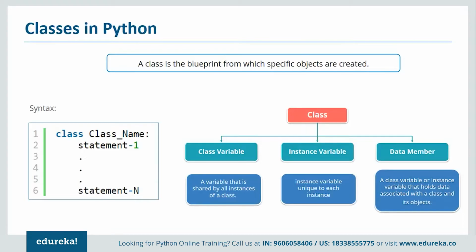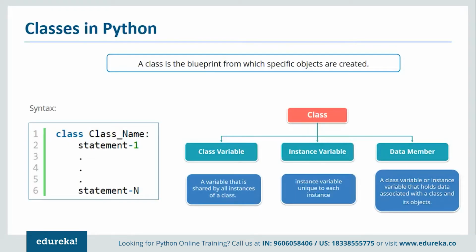Now if I need a variable which is going to be shared by all the instances of the class, and do not get confused when I say instance, it basically refers to an object itself, so here we refer to an object as an instance. If I want each of the instances to share a common variable, then I would make it a class variable. But if I want each of the instances to have a specific variable, then I would use an instance variable. Then comes the third part, your data member. This is a class variable or an instance variable that holds the data associated with the class and objects.